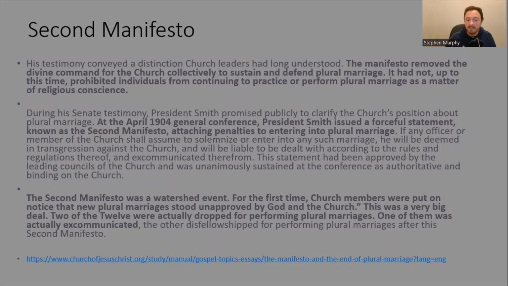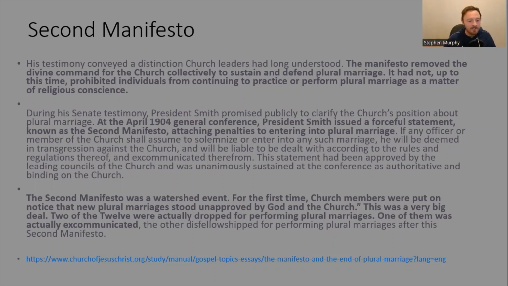At the April 1904 General Conference, President Smith issued a forceful statement known as the Second Manifesto, attaching penalties to entering into plural marriage. So this time, if they were going to continue to practice plural marriage after the Second Manifesto, church action and church discipline would follow. They're really cracking down on it now.